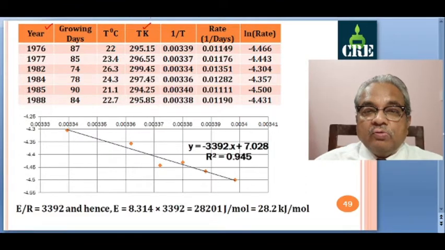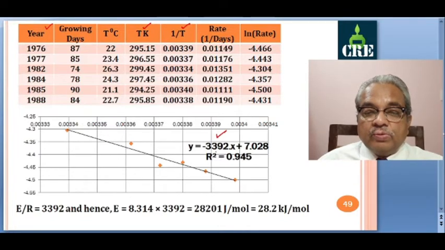Converted to Kelvin, then we want 1 by T for the Arrhenius plot. Rate: these are the number of growing days, so rate will be per day. Invert this number of growing days, and this is ln of rate. So we plot ln of rate on the y axis, 1 by T on the x axis, and this best fit line gives me y is equal to mx plus c form.